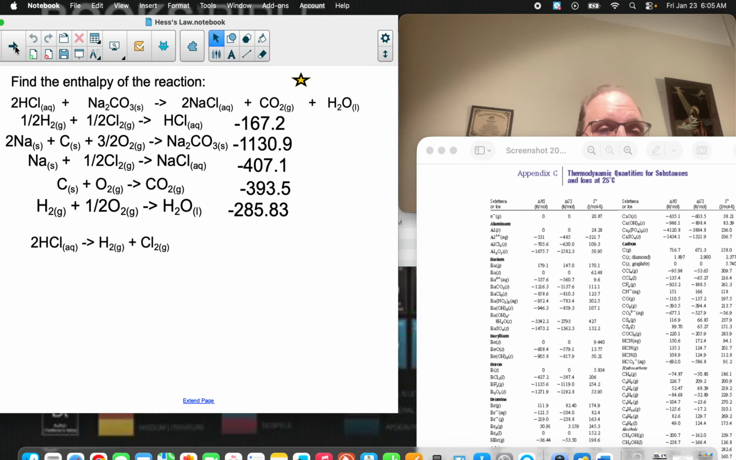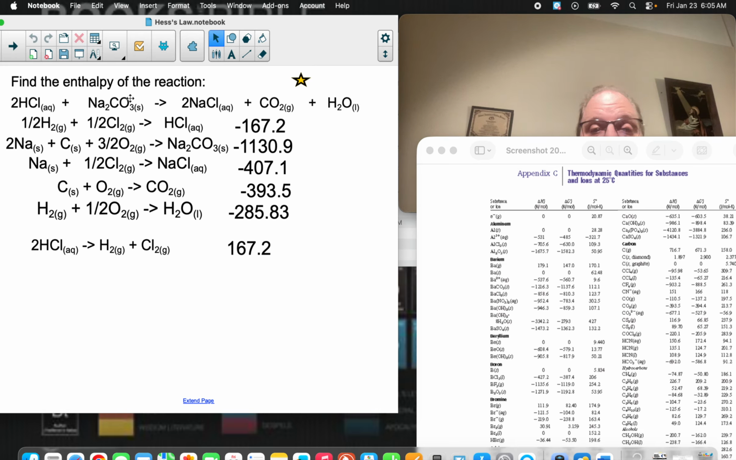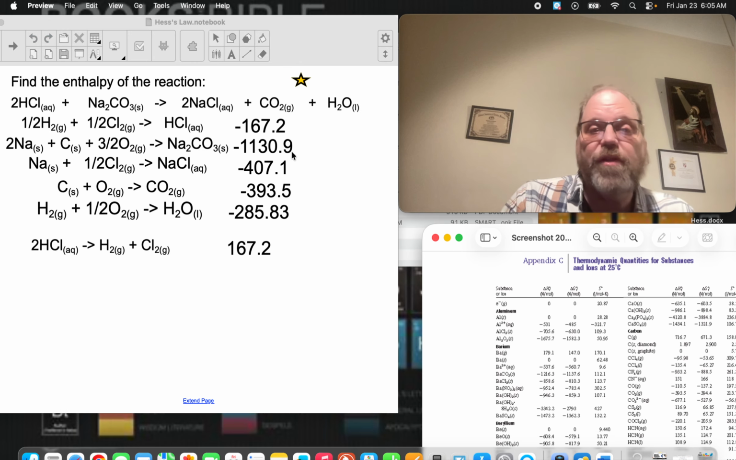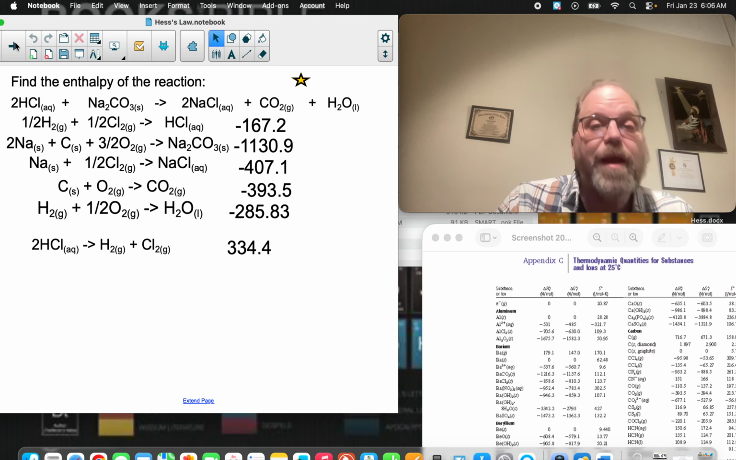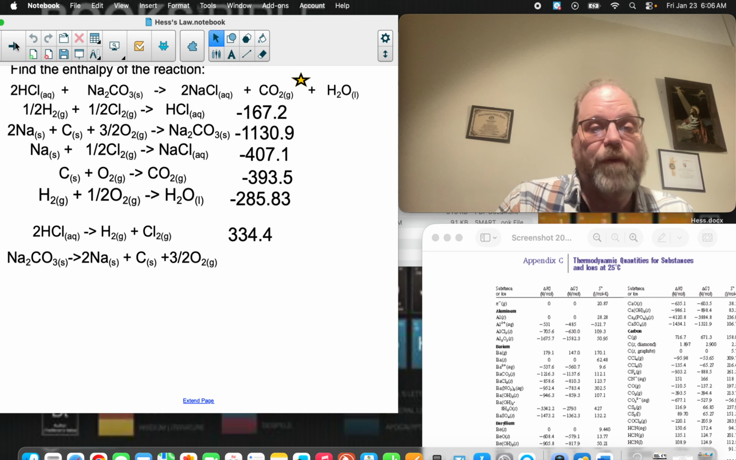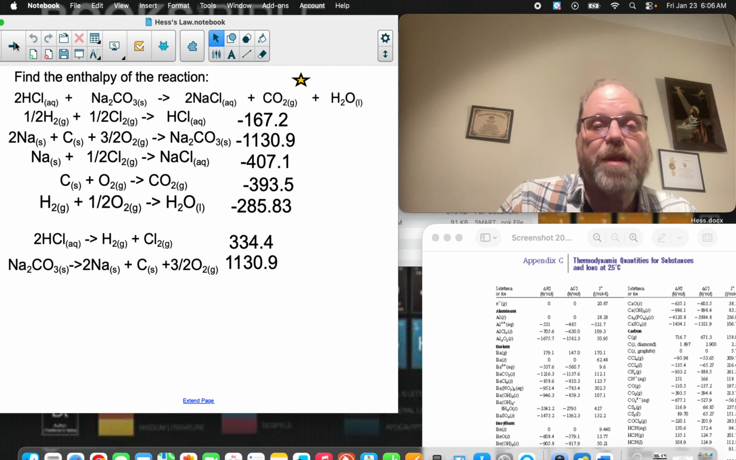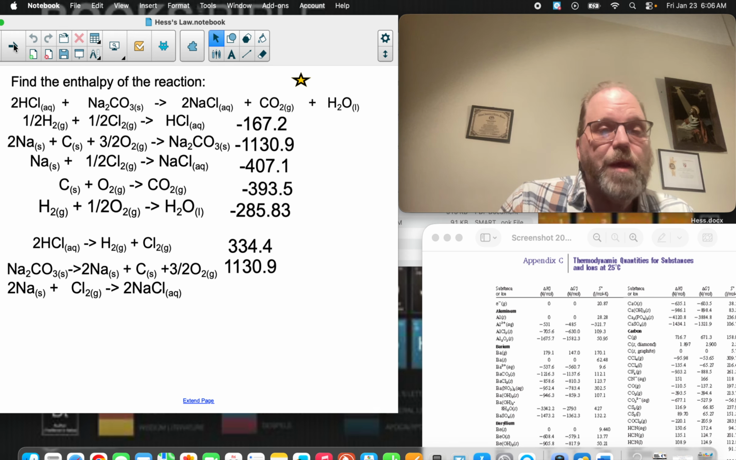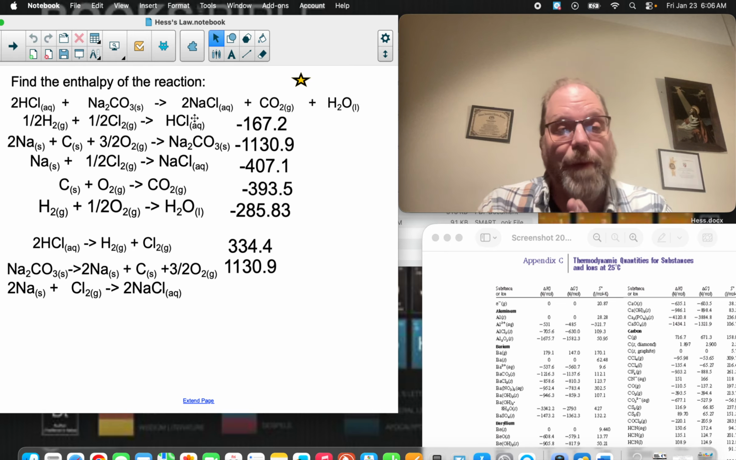All right, for the first one, for HCl, we're going to flip it and multiply by 2. So we're going to flip the negative and make it positive, and then multiply it by 2. So we get positive 334.4 kilojoules per mole. For sodium carbonate, we're just going to flip it. We don't have to multiply it. So the number just gets flipped. Instead of negative 1,130.9, it's positive 1,130.9. For sodium chloride, we're going to multiply it by 2, put it down as is.